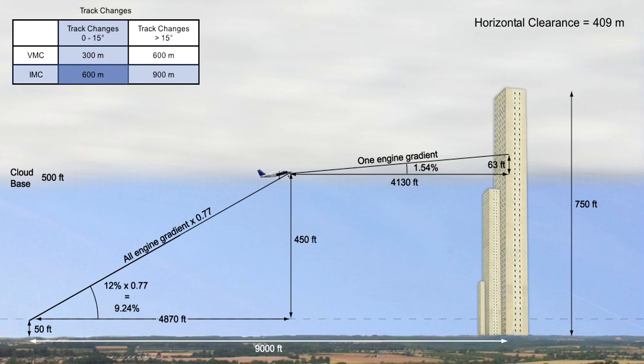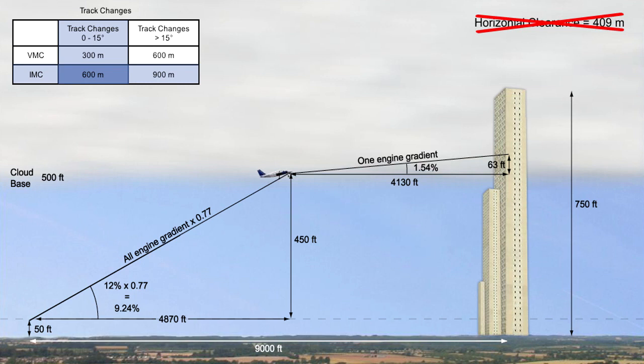Let's assume the aeroplane makes track changes of less than 15 degrees. This would mean that all obstacles within 600 meters of the aeroplane have to be considered. If an obstacle were to be within 600 meters from the aeroplane, that obstacle would have to be cleared by a horizontal margin of 409 meters.